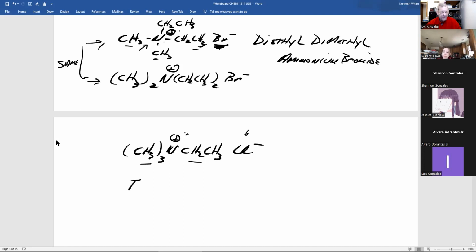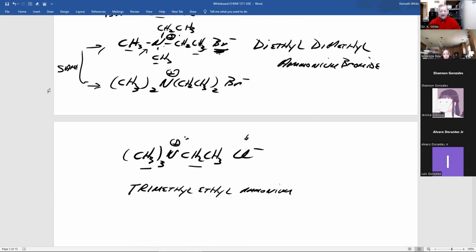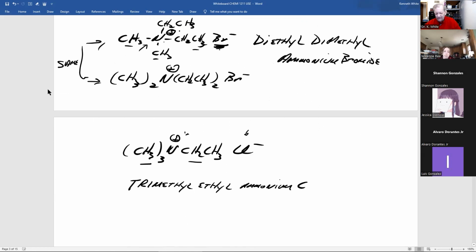And this would be trimethyl, ethyl, ammonium, and Cl minus is chloride. And that's how you do quaternary ammonium salt.